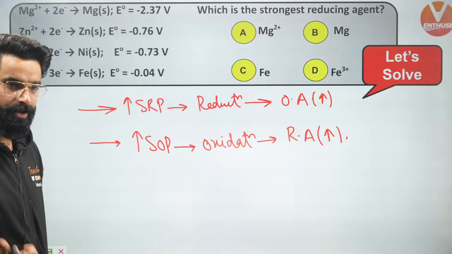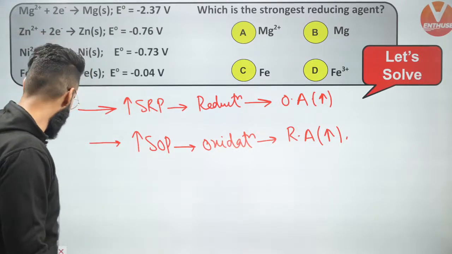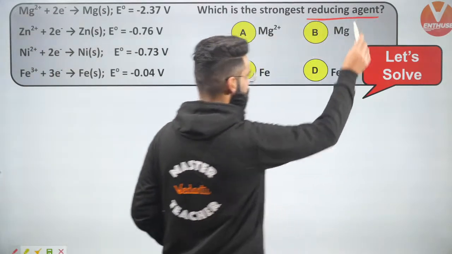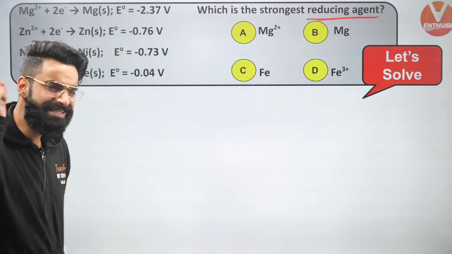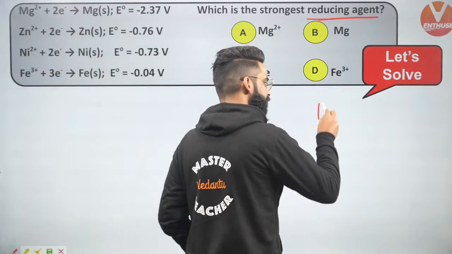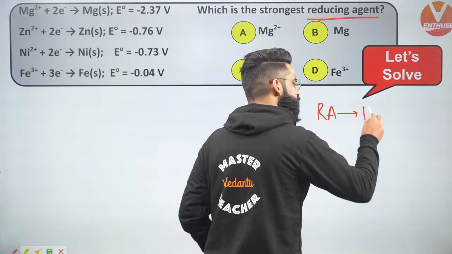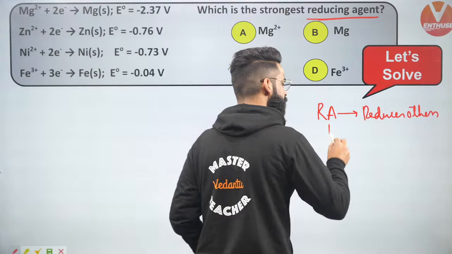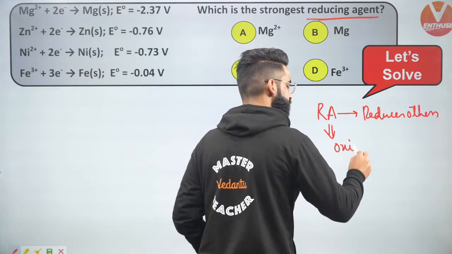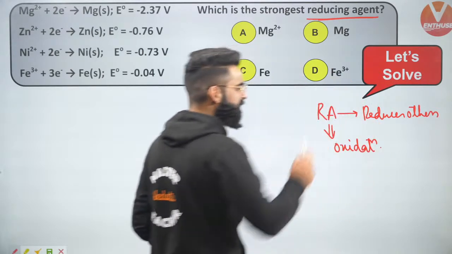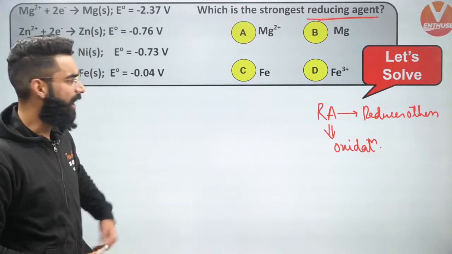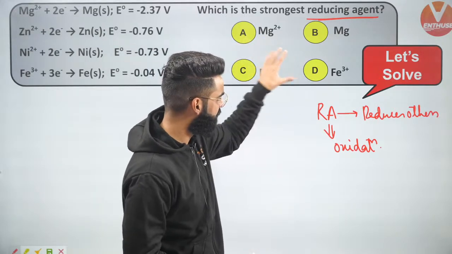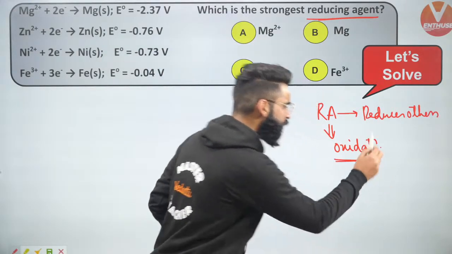Absolutely. Now see guys, what we are supposed to calculate in the question. Which one is the strongest reducing agent? A reducing agent is the one which reduces others but itself undergoes oxidation. Among these four, that one will be the better reducing agent which easily undergoes oxidation.